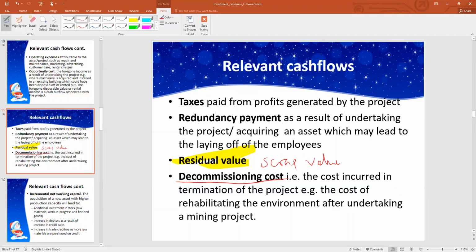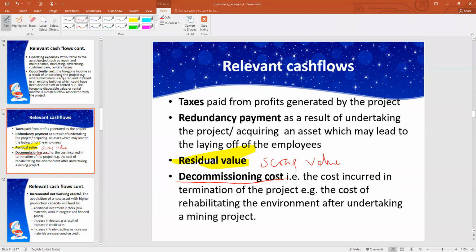Then you have the cost of decommissioning. Now, what is the cost of decommissioning? Let's assume you're involved in mining, a classic example being the mining of oil in the open ocean. There could be instances of oil spillage, where the oil spills over. As a company, if this oil has spilled, then you have to repair the damage to the environment.